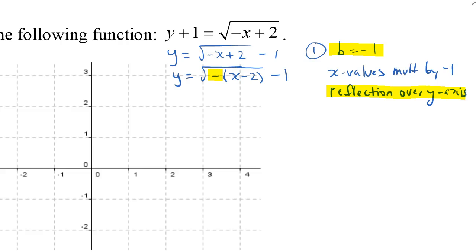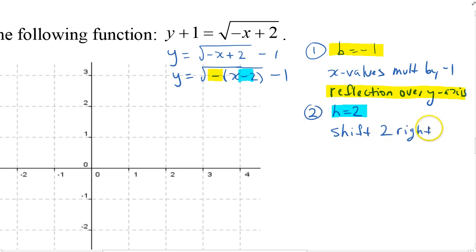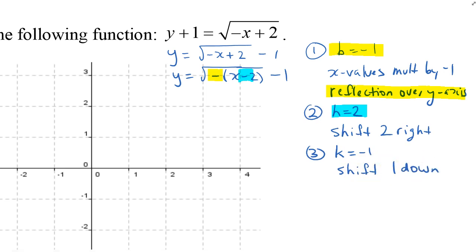The second thing that I have here is that, looking at this minus 2, that my h is going to be equal to 2. And so I'll highlight that. Here, this part here, my h is equal to 2. And what that causes is I have a shift 2 to the right. And my last thing I have is this -1 business means that k is equal to -1. So I'm going to have a shift of 1 down. Okay, I'll just use my red here to show that.